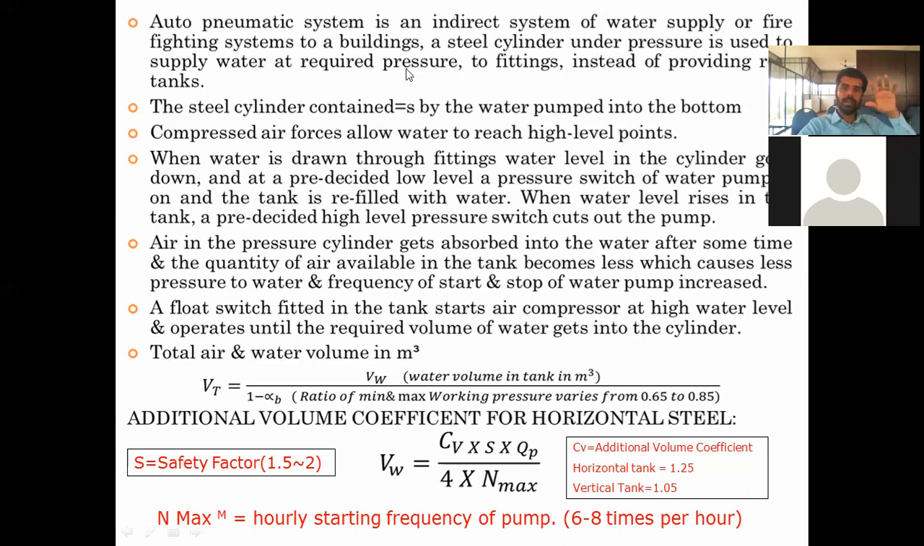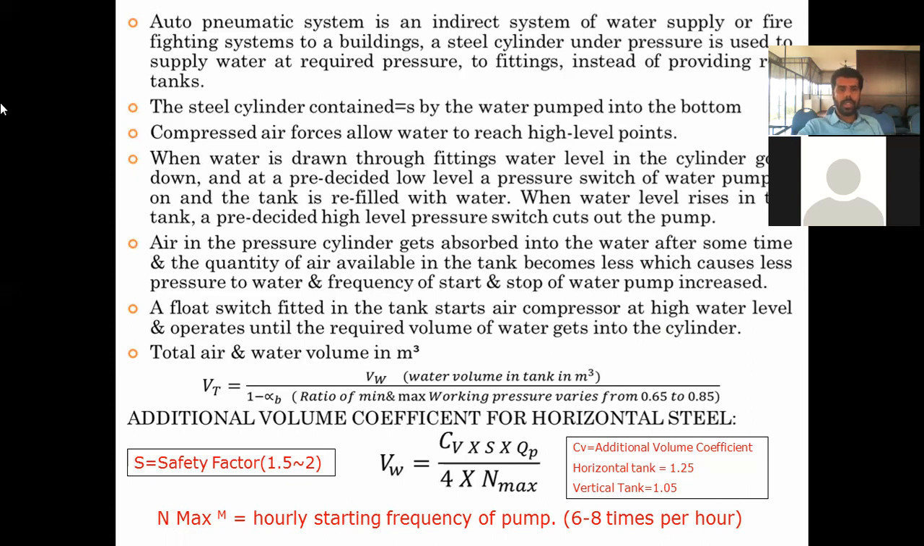So we have a steel cylinder under pressure. Okay, this water will be under pressure, used to supply water at the required pressure to fittings instead of providing roof tanks. So this is an alternative method where we are not giving roof tanks. Okay, here we are giving pressurized water directly from the pump.